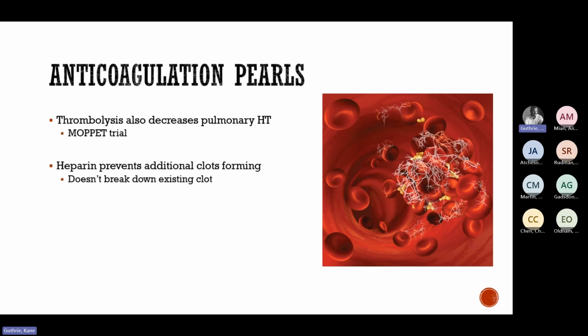Just a couple of pearls with regards to anticoagulation. Patients with big PEs suffer from pulmonary hypertension post their PE. So they're short of breath, they can look a bit plethoric, poor exercise tolerance and so on. In the big Moffitt trial, those that got thrombolysis had decreased episodes of pulmonary hypertension, so had a better quality of life after their pulmonary embolus.